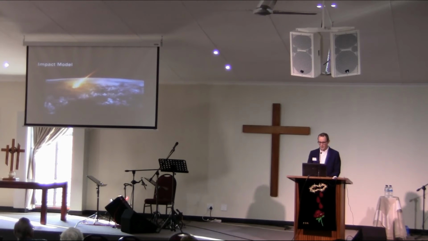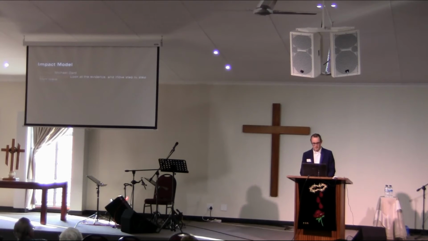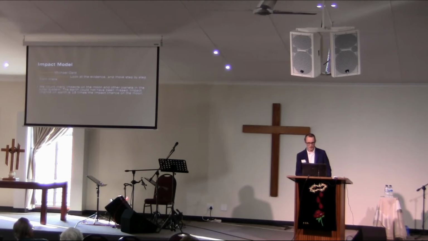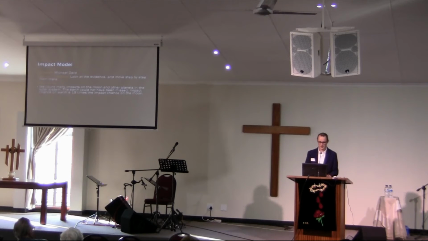Then there's the impact model from Michael Oort. What Michael Oort basically does is he says, well, we have evidence and we start building from there. It's quite a robust method. And he says, well, we count many impacts on the moon and on other planets in the solar system. The Earth could not have been missed. Impact chance on the Earth is 90 times the impact chance on the moon.